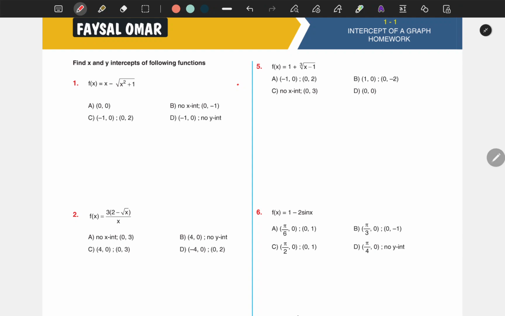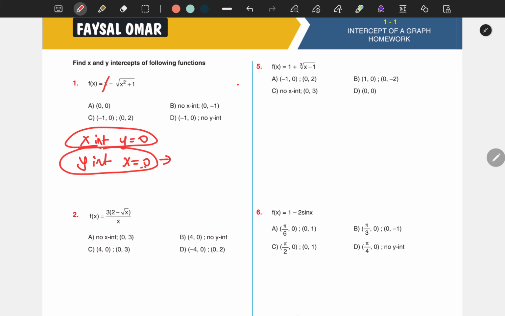Find x and y intercept. Guys, for the x intercept, y must be 0. For the y intercept, x must be 0. Okay, let me do the first one, or let me do the second one. I think let me start from the second one. I have to replace x with 0 to get the y. 0 and this one 0.